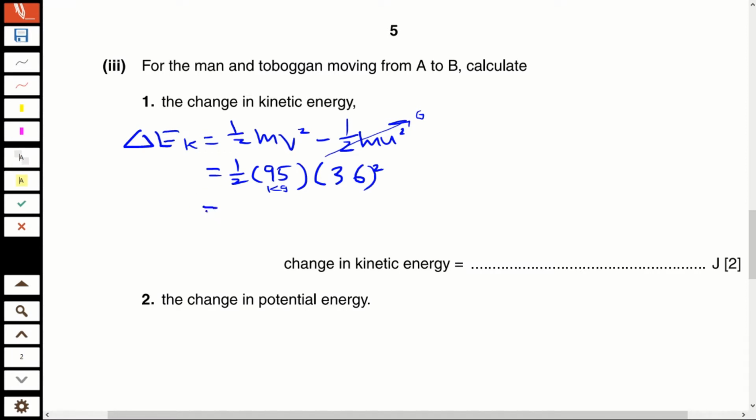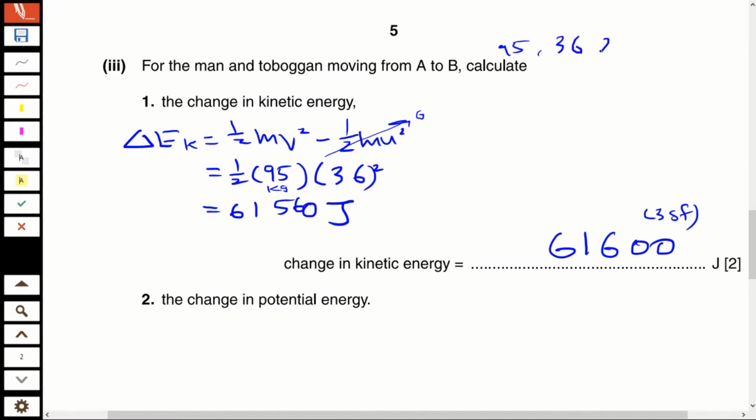Here we should get about 61560 joules of energy. Remember joules? Final answer, I can write 2 or 3 SF, no need to write so many. So 61600 if you want to write 3 SF. You can also write 2 SF since your 95 and 36 are all 2 SF, so you can also write your final answer as 62000 joules. Also can.